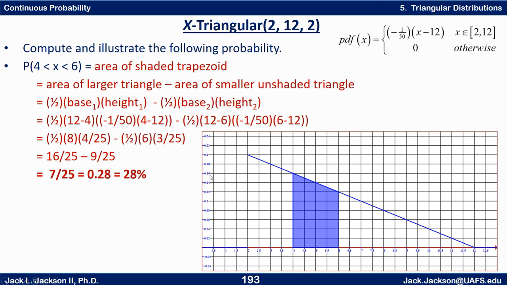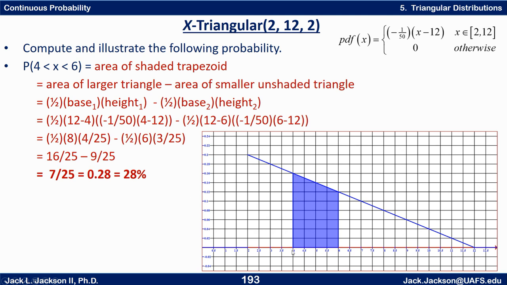Looking at this, it looks like it's about 0.16. Let's see if we can figure out what it is exactly. Put in 4. 4 minus 12 is negative 8, times negative 1/50. That's positive 8/50, which is exactly 0.16. 1600ths. 8/50, 4/25 is another way to say that, the reduced fraction. So I'm just going to use the reduced fraction 4/25. 1/2 times 8 times 4/25. A half of 4 is 2, times the 8 is 16, and the bottom is 25. So that's 16/25.